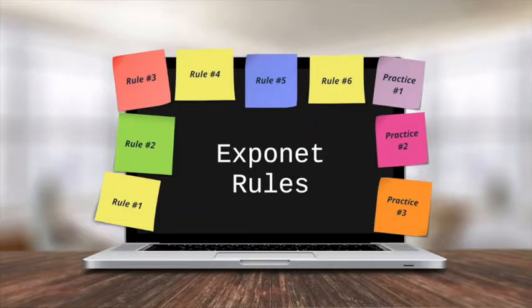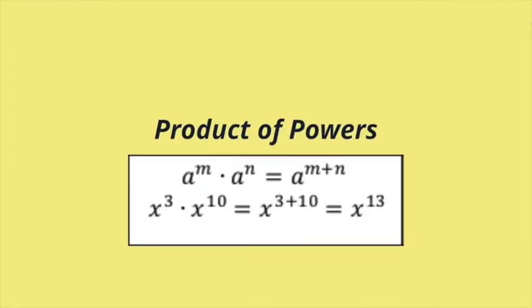So our first rule for our exponents is the product of powers rule. So product of powers rule basically states that if you have two bases that are the same, those would be, in this case, the a's, and they're being multiplied together, you can add the exponents, so m plus n. So in our example here, we have x to the third times x to the 10th. So we can add 3 plus 10, and my final answer would be x to the 13th.